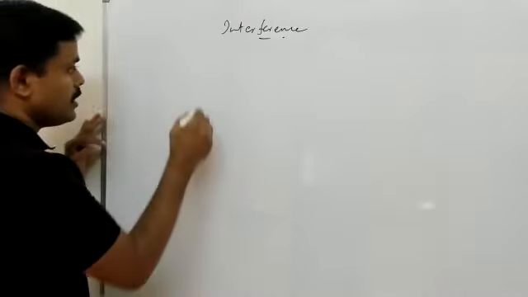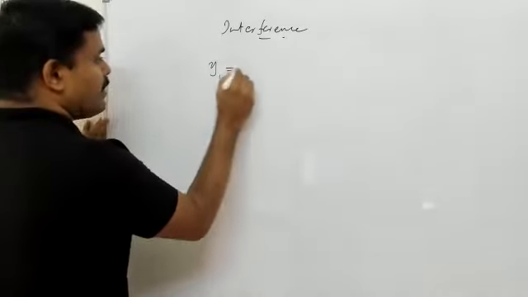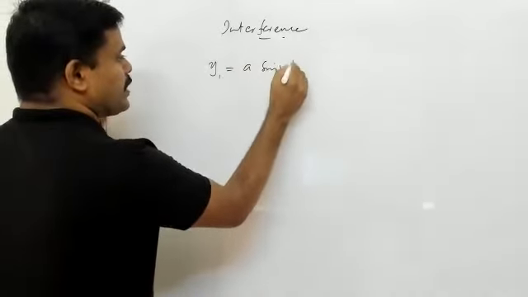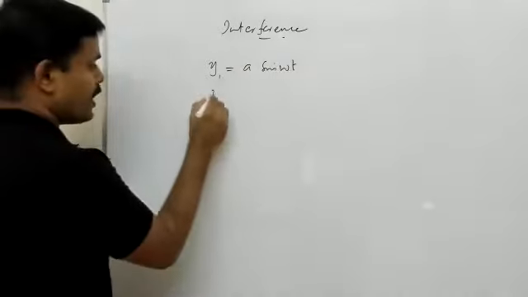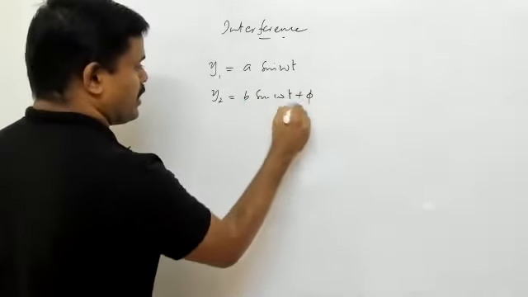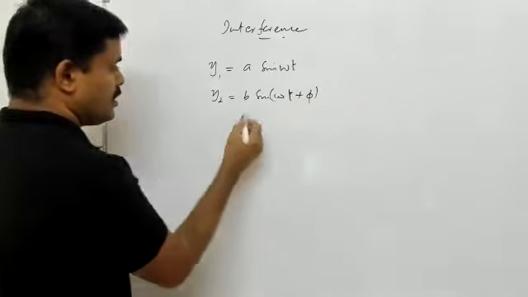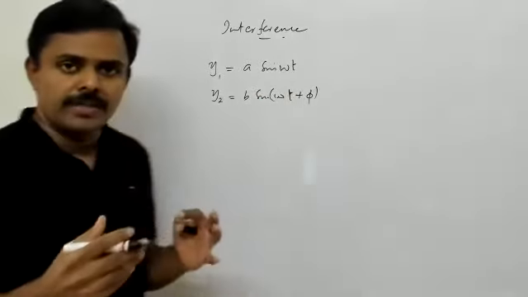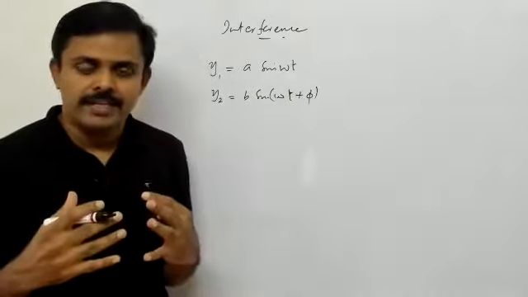Just imagine you have two waves. Y1 is equal to A sine omega t. Y2 is equal to B sine (omega t plus phi). Right, we've got two waves here. Now superposition means what? Joining of two waves, right?